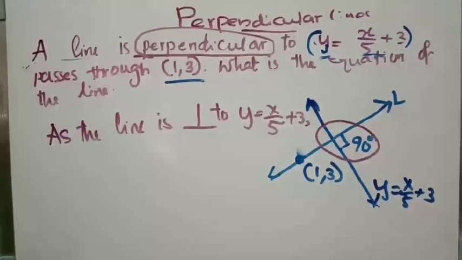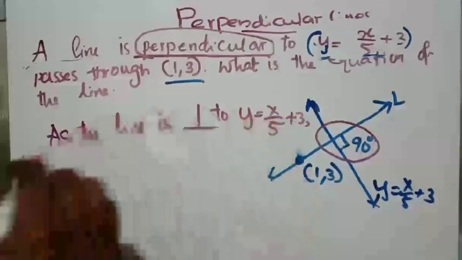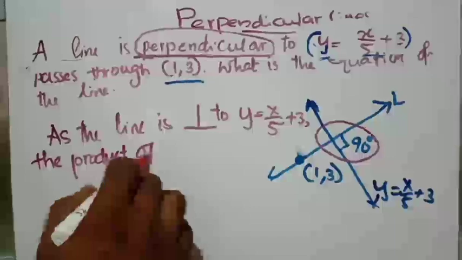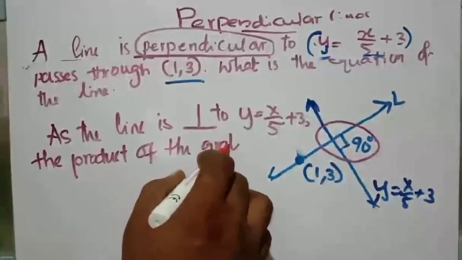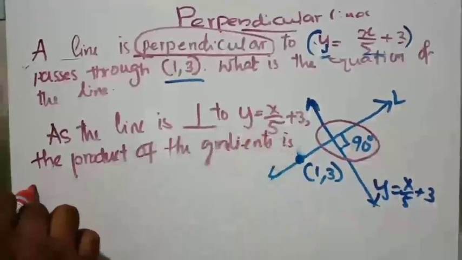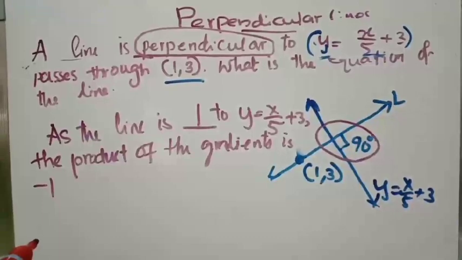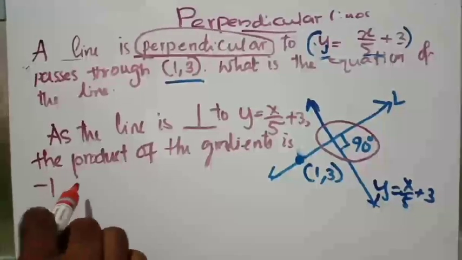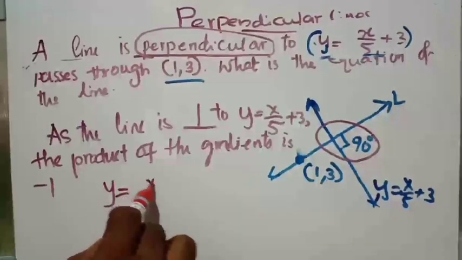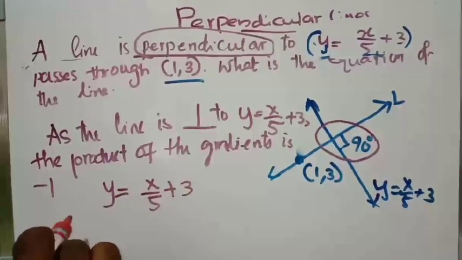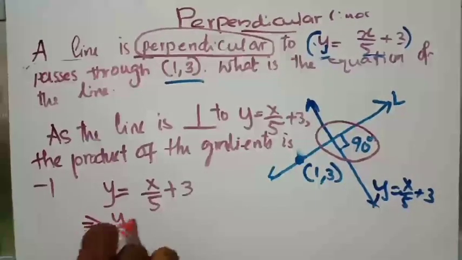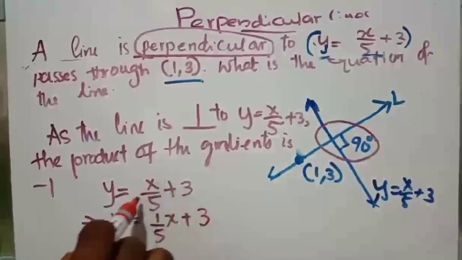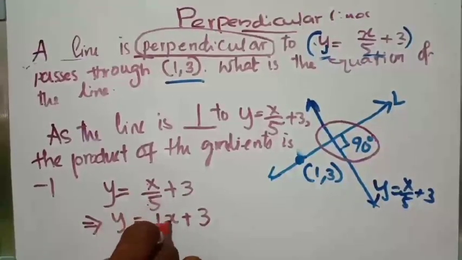As the line is perpendicular to y equals x by 5 plus 3, we can say the product of the gradients is -1. Okay, now let us find the gradient of y is equal to x by 5 plus 3. It can be rewritten as y is equal to 1 by 5 x plus 3, since x by 5 can be written as 1 by 5 x.